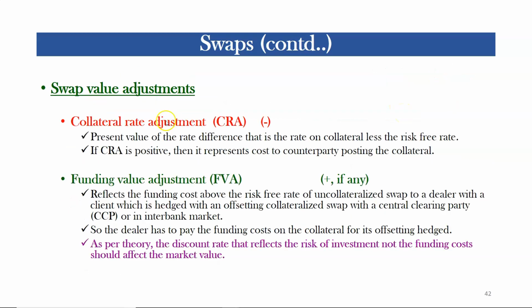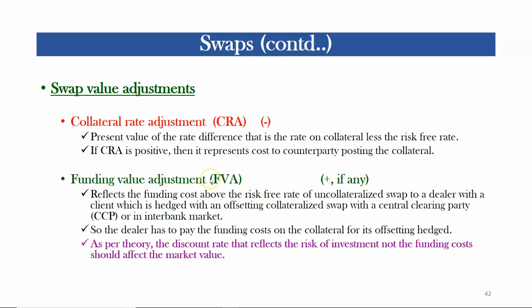We know that CVA and DVA are mirror images, so when there is sufficient collateral deposited by IVM, they both will be 0. Collateral rate adjustment, or CRA, is the present value of the rate difference, that is the rate on collateral less the risk-free rate. And remember, the risk-free rate is not the LIBOR or the US Treasury rate, but it is the OIS rate. If the rate on the collateral is less than the risk-free rate, then the CRA is positive. Otherwise, it is negative. If the position is perfectly collateralized with 100% cash collateral earning the same rate as the risk-free rate, that is the economic return, then CVA, DVA and CRA are all equal to 0.